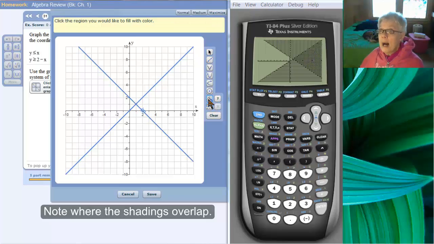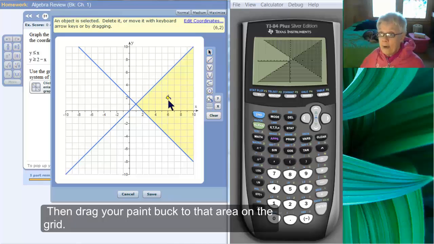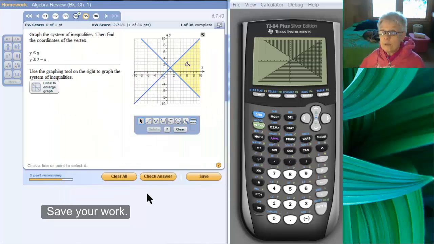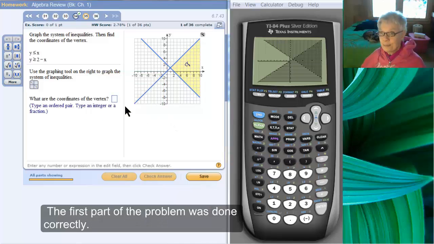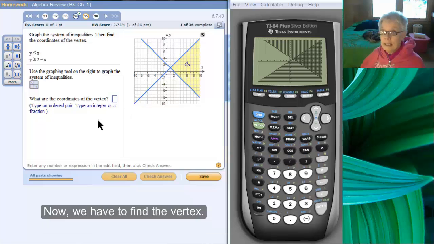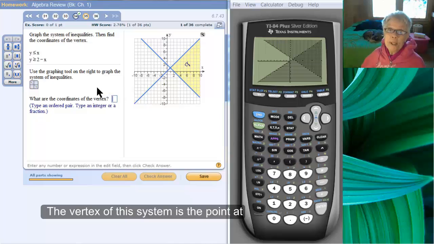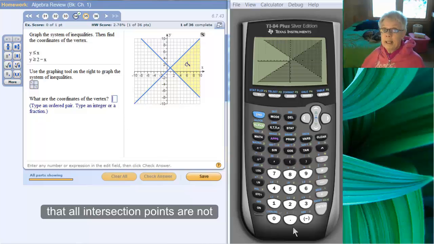There I go. I want to shade that area by dragging the paint bucket over to it. There's my answer. I'm going to check the answer. Well done. Now to find the coordinates of the vertex, which is the point of intersection of these two lines. It's the solution of the system in this case. It's a little more complicated later on, but right now it's the solution of the system.